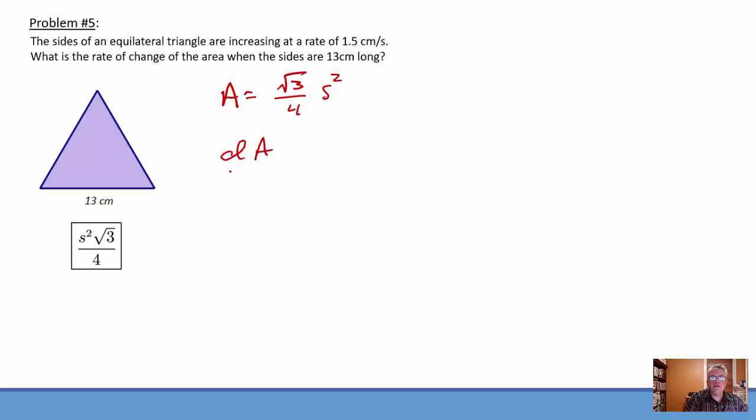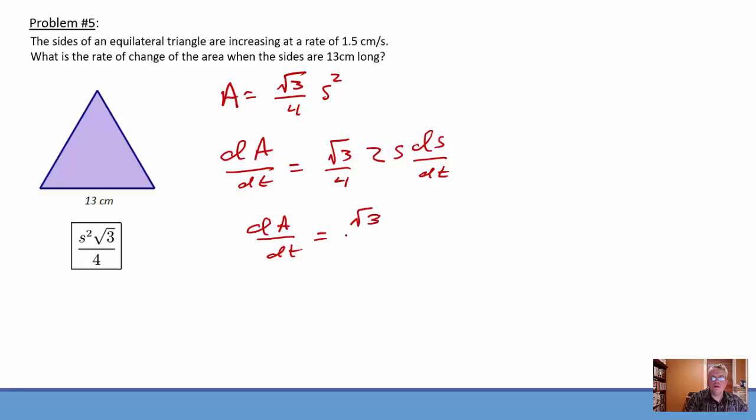dA/dt equals square root of 3 over 4. s is a function of t, so it's going to be 2s times ds/dt. Or we get dA/dt equals square root of 3 over 2. I just canceled the 4 and the 2 there. And this would be times s ds/dt.